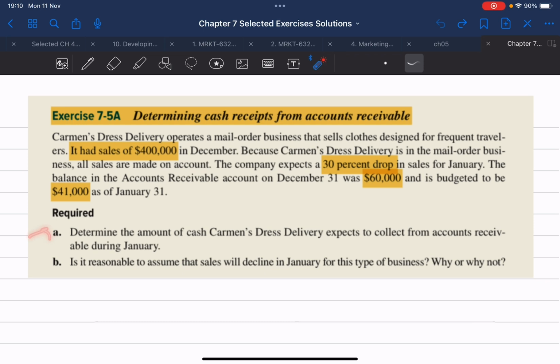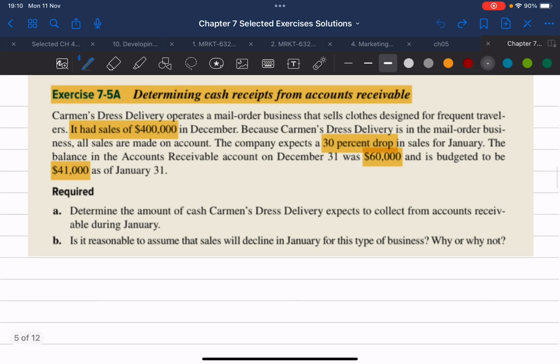A, determine the amount of cash Carmen's Dress Delivery expects to collect from accounts receivable during January. Now here, in this kind of question, it helps you to visualize what's going on. So the way I'm going to do this, and this is not part of the answer, it's just going to help you understand what we're trying to do. I'm just going to draw a simple timeline here.